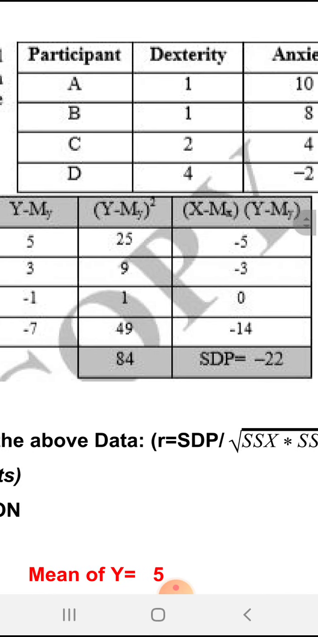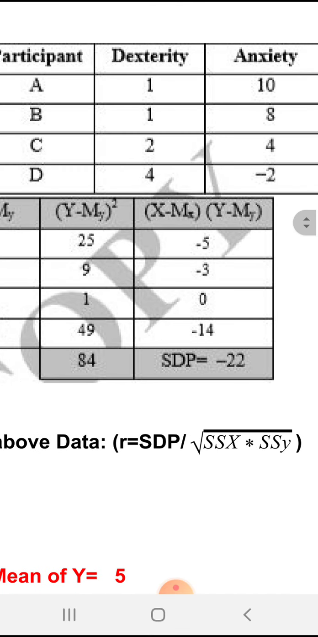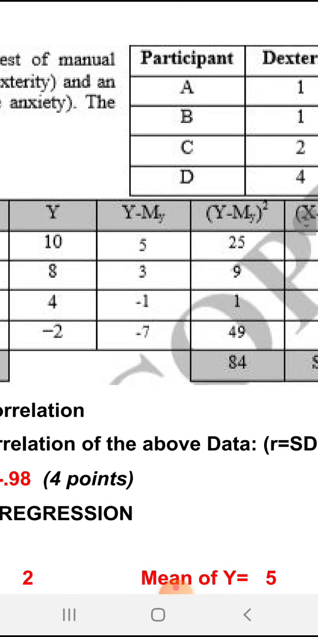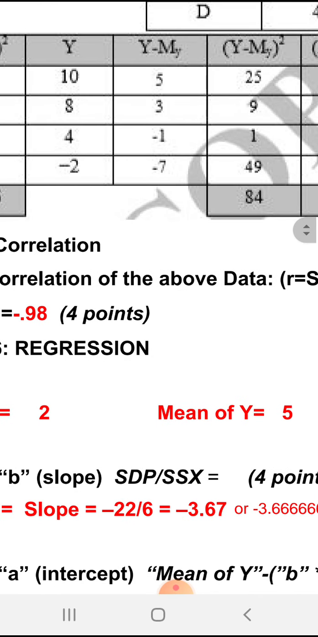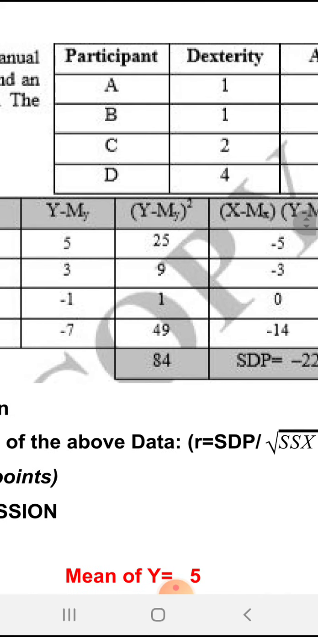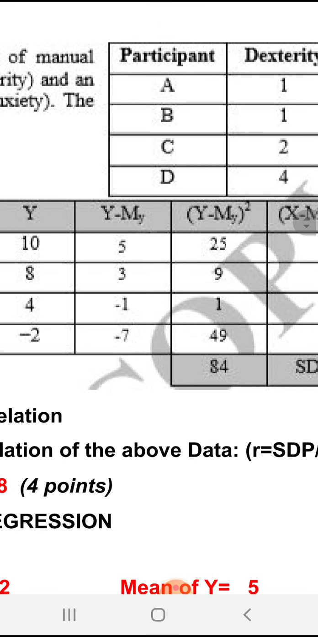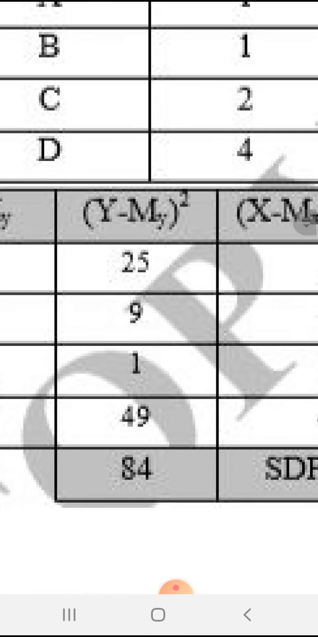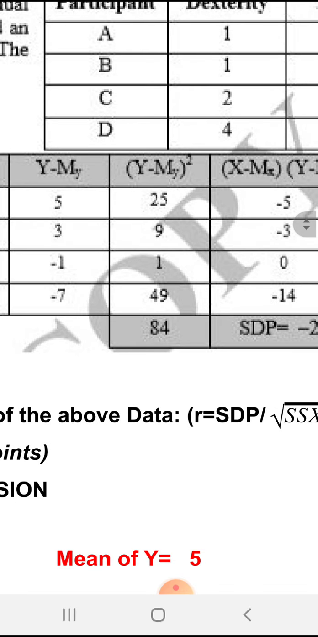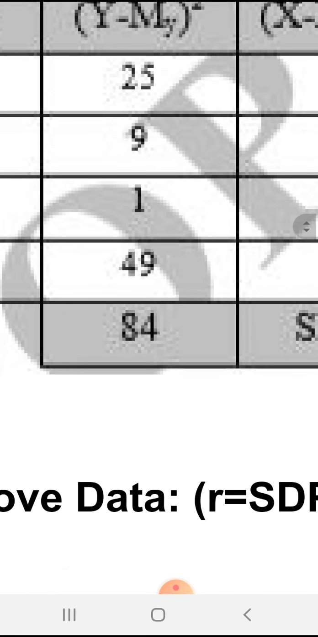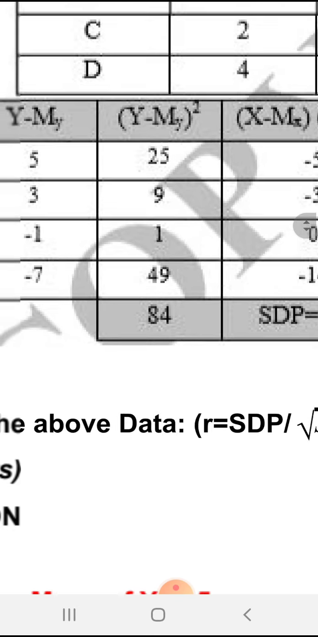You do the same thing for y. You plot all the y values that were given to you, that's the variable of anxiety. You get the mean of y, which is 5. You do y minus the mean of y. Then you take those values in this column, you square them, you add them up, and this will give you the sum of squares of y.